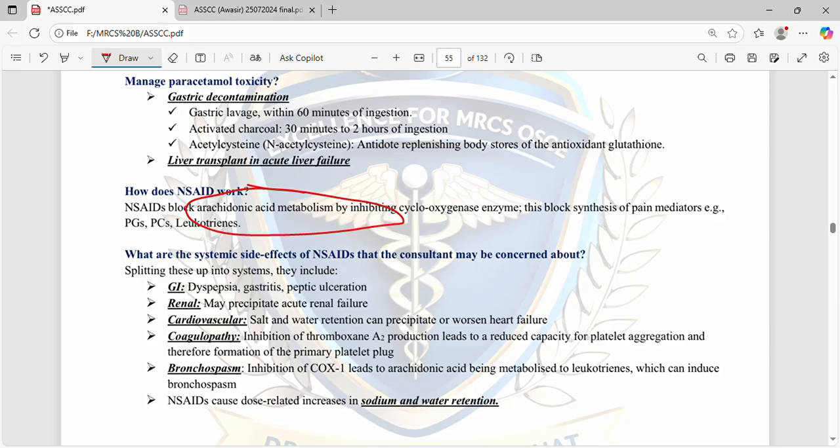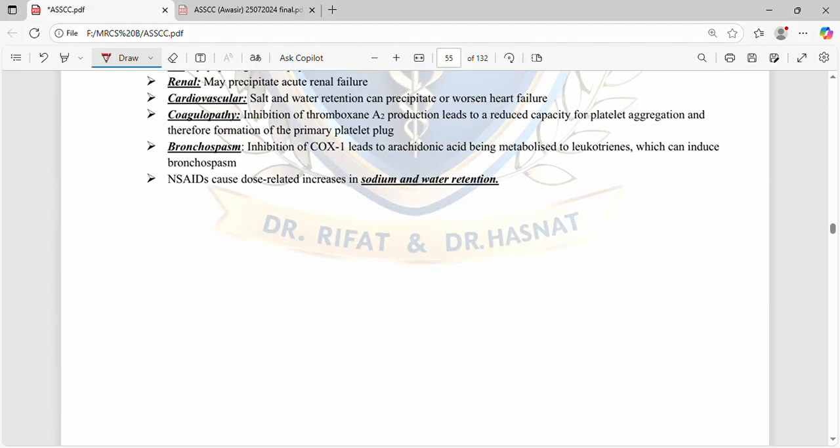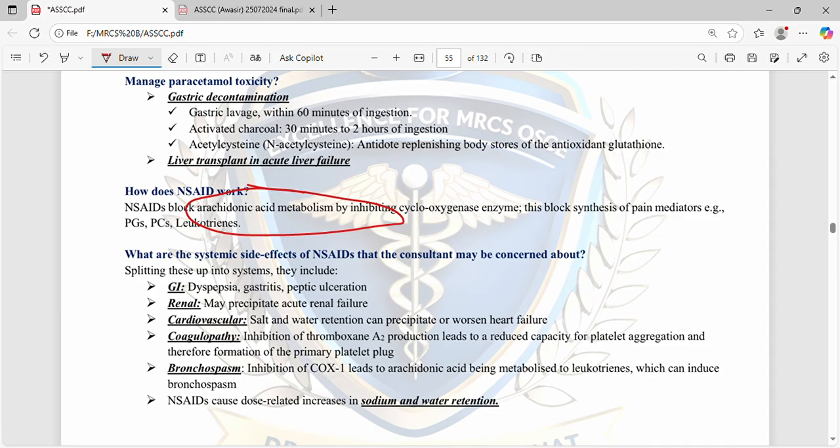What are the symptomatic side effects of NSAIDs that the consultant may be concerned about? Splitting these up into systems, they include GI, renal, cardiovascular, coagulopathy, and bronchospasm. NSAIDs can also cause a dose-related increase in sodium and water retention, because they inhibit the prostaglandin. And COX-1 inhibition leads to arachidonic acid being metabolized to leukotrienes, which can induce bronchospasm.